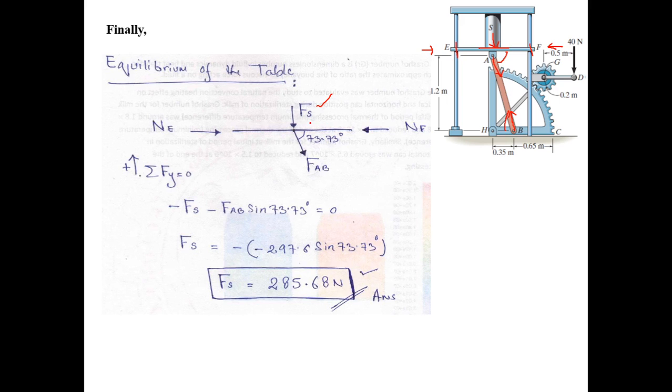And so we see that I need to calculate Fs, so summation of Fx will be unnecessary for me. I only have to use summation of Fy, and you see if we sum the forces in the y direction taking the positive direction upward, then the vertical component of this force is acting downward, and this is also acting downward, so both of them are negative. So minus Fs minus FAB sine of 73.73 equals 0 for equilibrium, and from this equation we can calculate Fs.